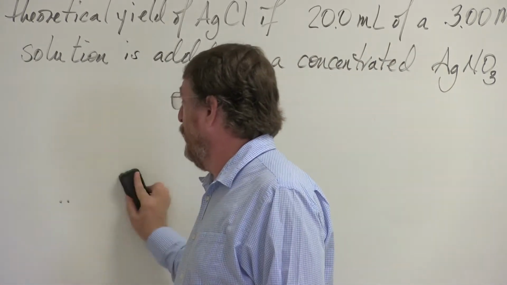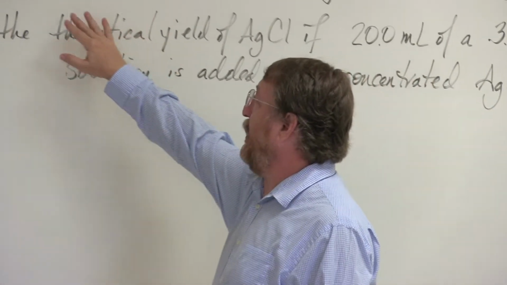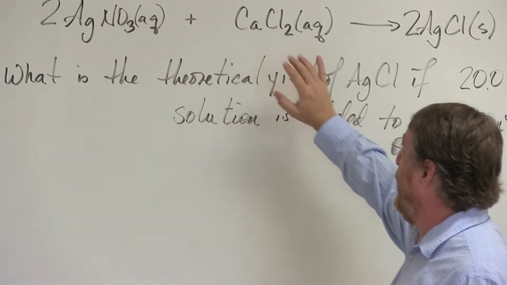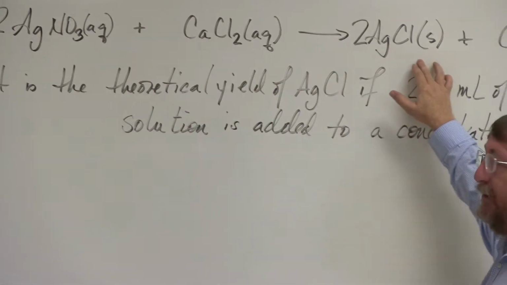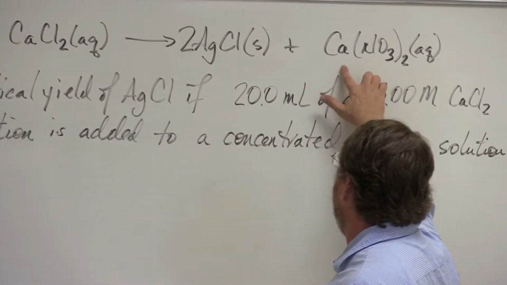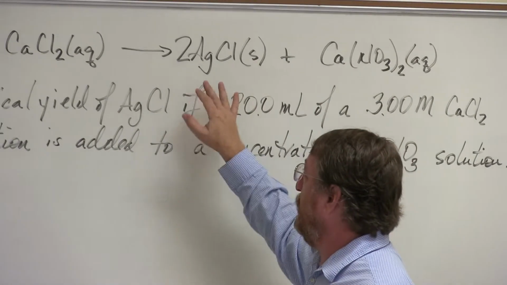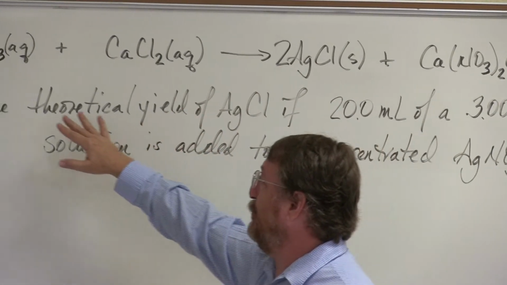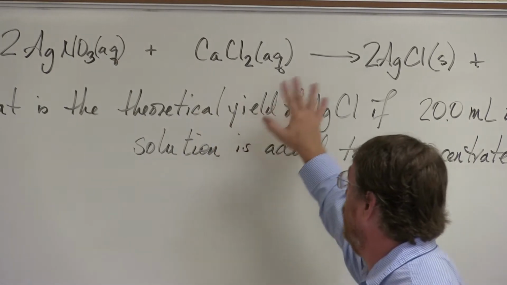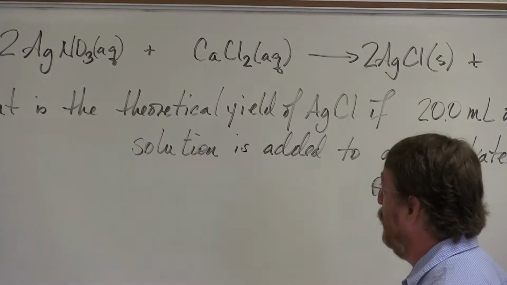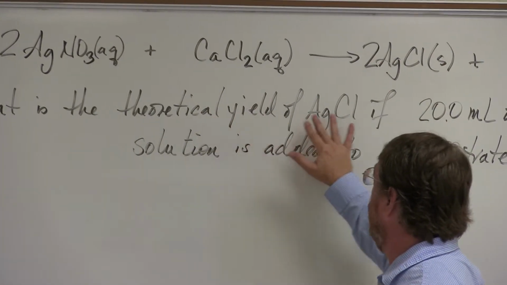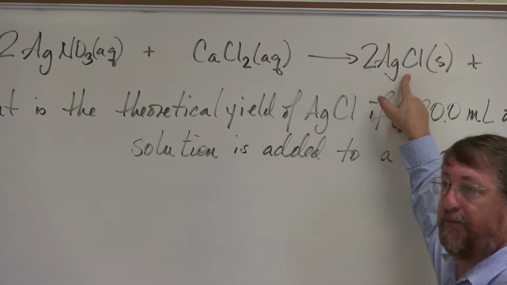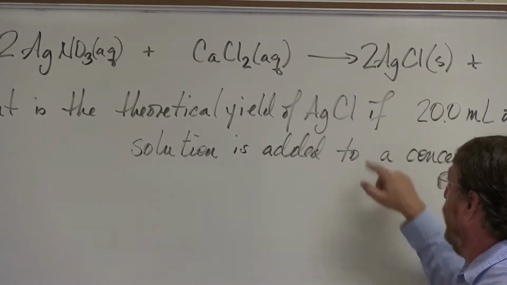All right? We've got a balanced reaction here. Silver nitrate mixed with calcium chloride will produce solid silver chloride and calcium nitrate in solution. It's balanced. We see we have a 2-to-1 ratio between silver nitrate and calcium chloride, and then there's a 2 on the silver chloride. So we're going to go to the theoretical yield of the silver chloride. That's our product that's produced. It's a solid. We can separate it out.